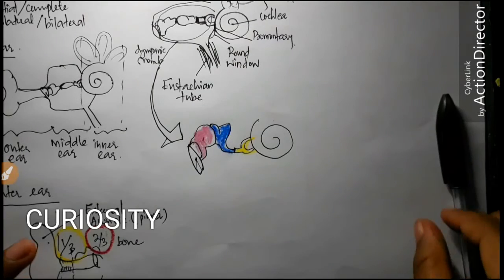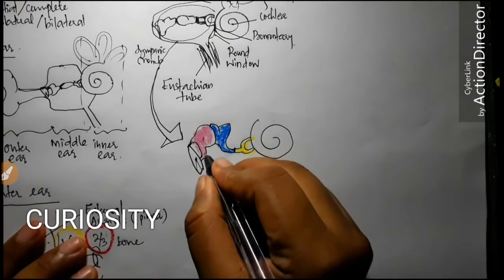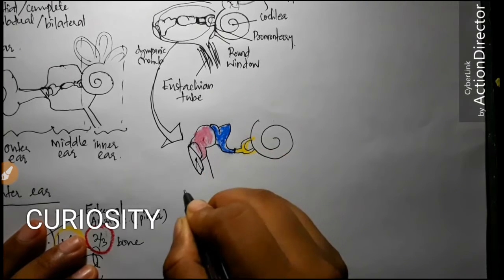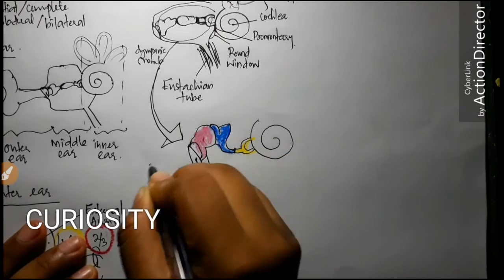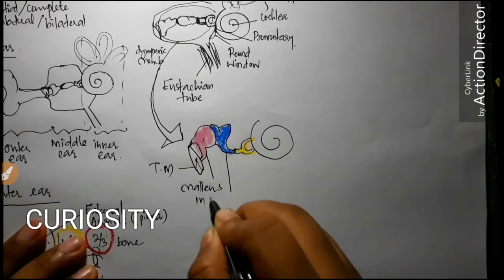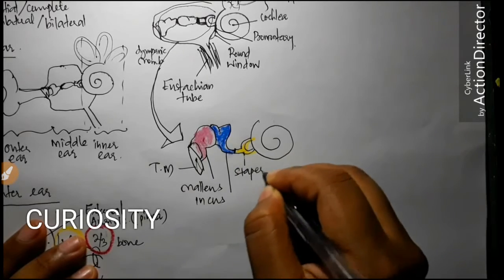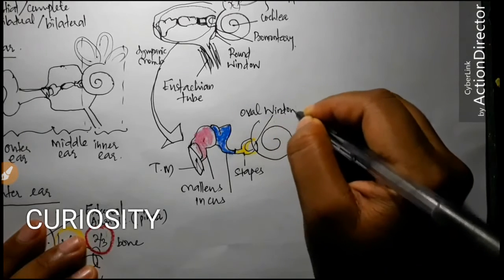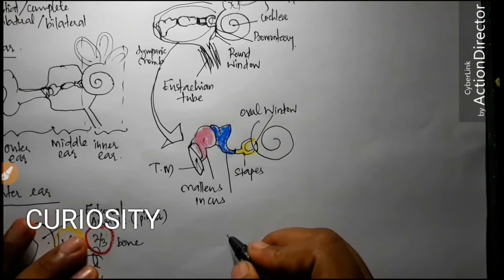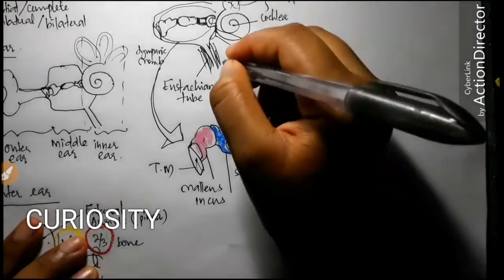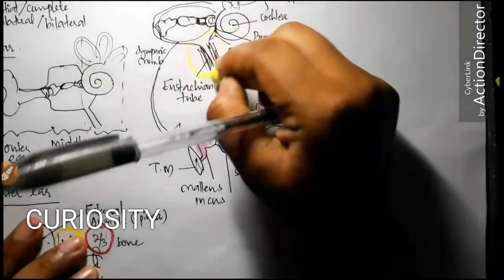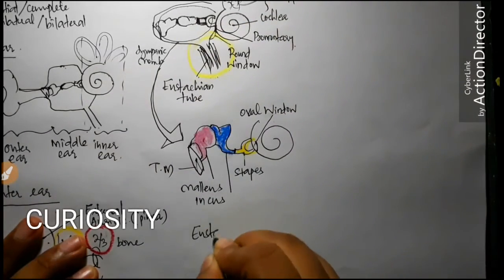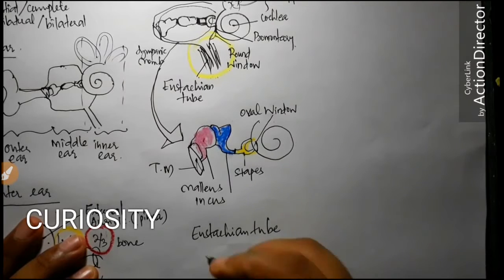These ossicles help in transferring the vibratory energy from the outer ear to the inner ear. They are the malleus, incus and stapes. Among all, the stapes is the smallest, and it is even the smallest bone in our body, and it connects to the oval window. Now we will see the eustachian tube.